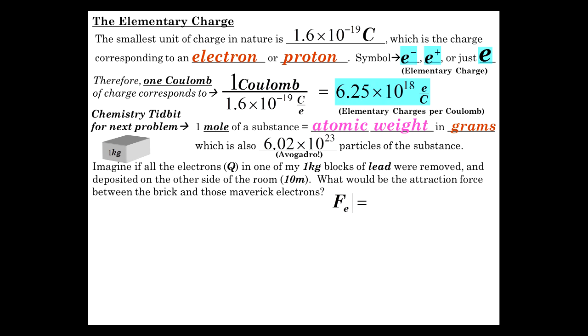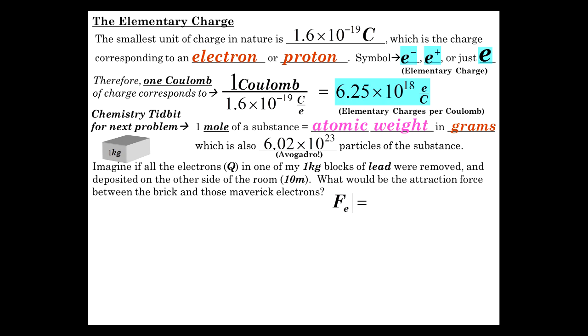We're going to take 1 kilogram of pure lead, like the 1 kilogram lead bricks that you've seen, that I have. And let's imagine all the electrons in that kilogram are removed. They're deposited on the other side of the room. Now don't worry about the details of how we're going to do that. There is a problem, yes, but we're going to do that, and the rest of the object is going to be on the other side of the room.